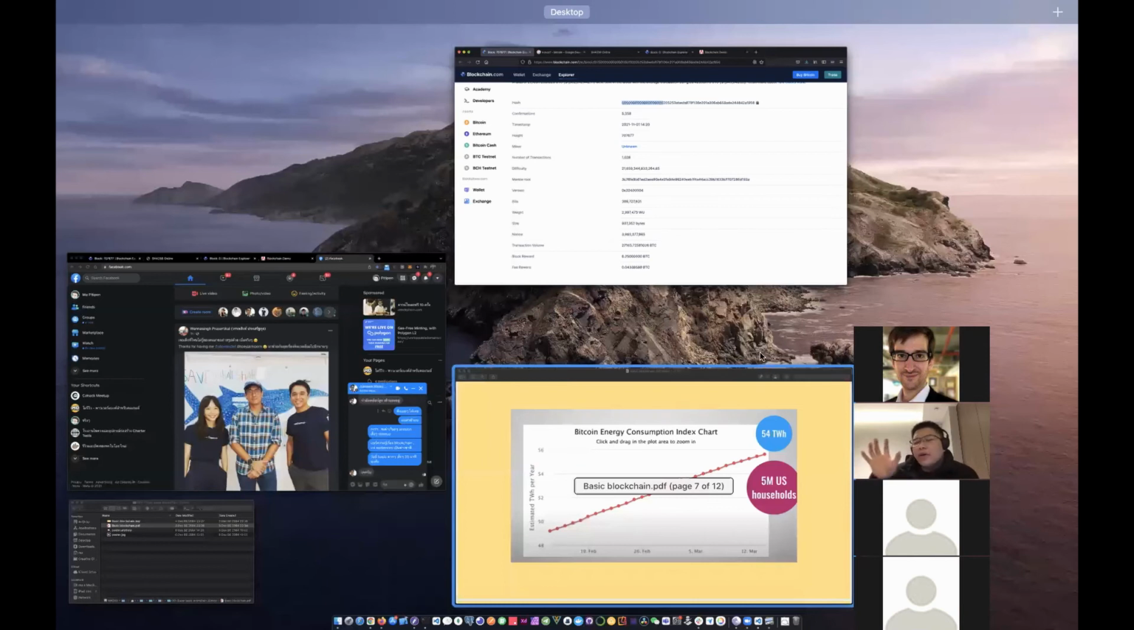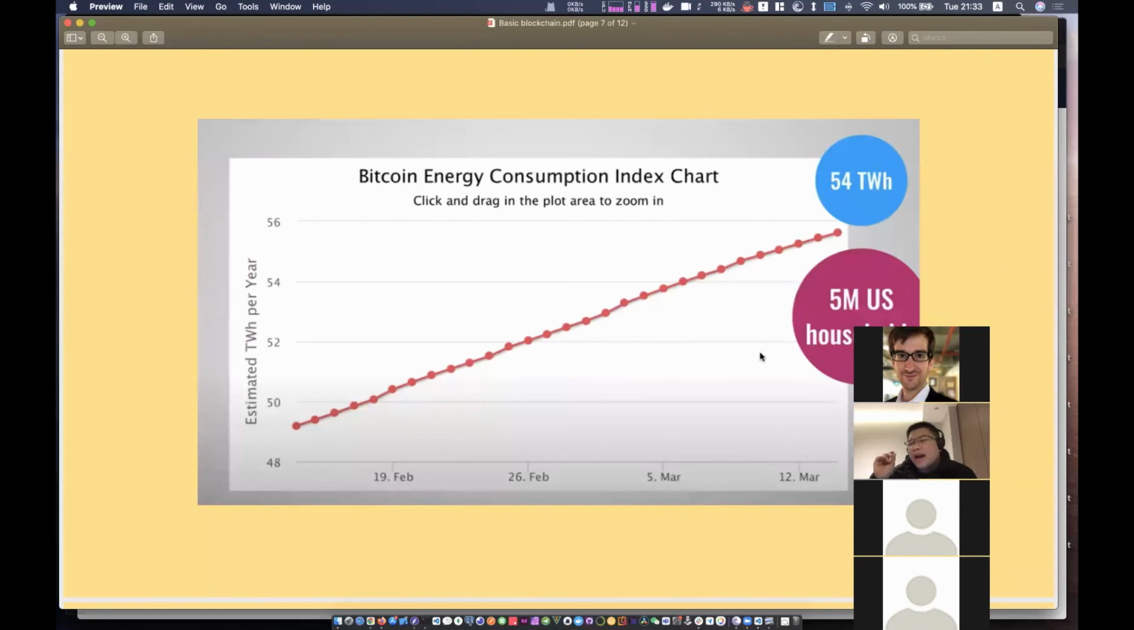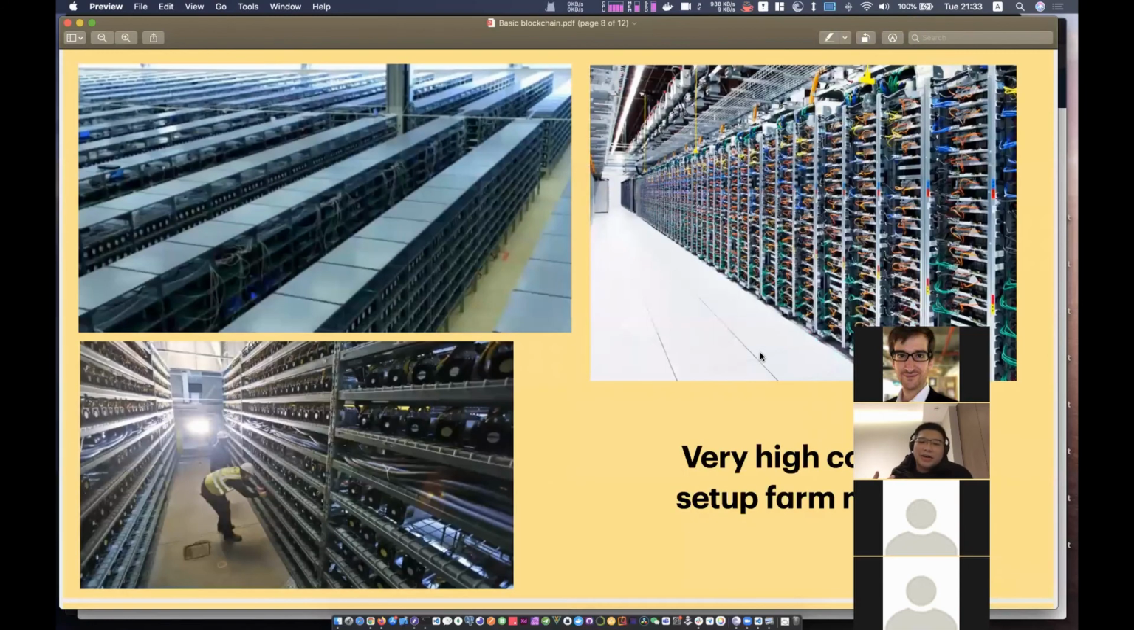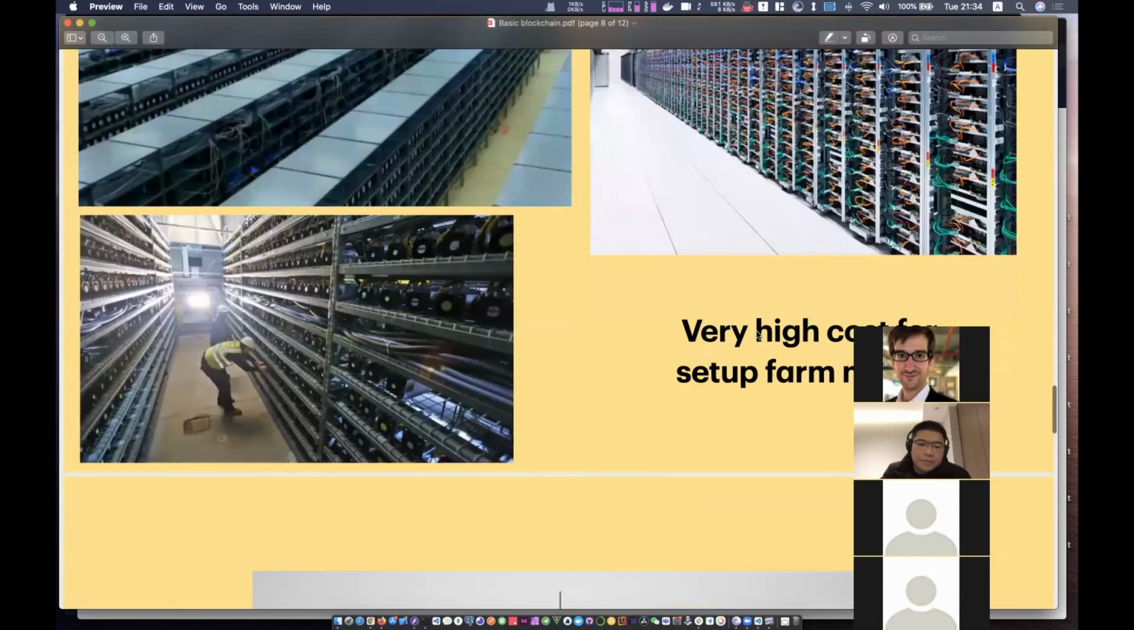I just want you to keep in mind that proof of work uses a lot of energy. And if you cannot imagine how you can build miners for a mining farm, you have to spend a lot of money actually. You have to build the infrastructure for that. It's not that easy.